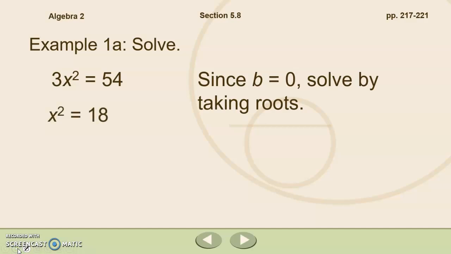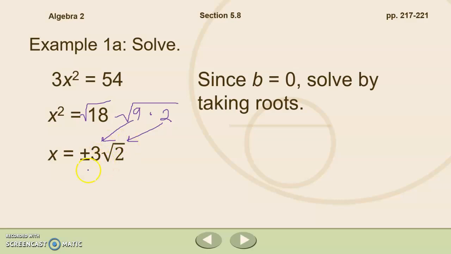Now that x squared is by itself, I can take the square root of both sides. The square root of x squared is x, and the square root of 18 is 3 square root of 2. We're going to simplify that square root of 18 by using the prime factorization, or looking for perfect squares. 18 is just 9 times 2. I know the square root of 9 is 3, and the square root of 2 I can't do easily, so the square root of 2 just stays as is. x equals plus or minus 3 square root of 2.